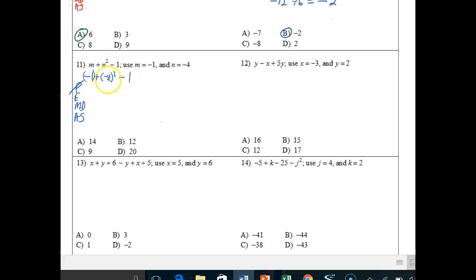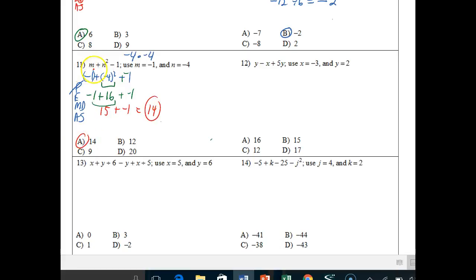So I go to exponents. So negative 4 squared is not negative 4 times 2. It's negative 4 times negative 4, right? So that gives me 16. So I have negative 1. Again, I don't need the parentheses anymore. Plus 16 minus 1, or plus negative 1, right? So adding this up, I get positive 15 plus negative 1. DSSL gives me an answer of 14.